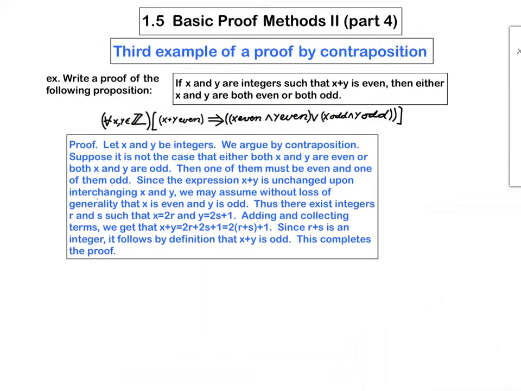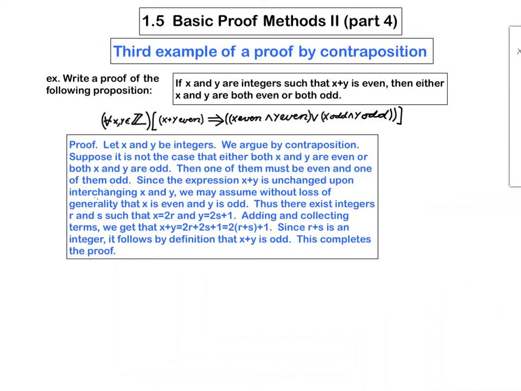And then basically I'm just sort of giving the flavor of what I did. I'm putting everything that needs to be said, but I'm doing it with as few words as I can think to use. I say, thus, adding and collecting terms, we get that x plus y is equal to this, which is equal to this. Since r plus s is an integer, it follows by definition that x plus y is odd. This completes the proof.